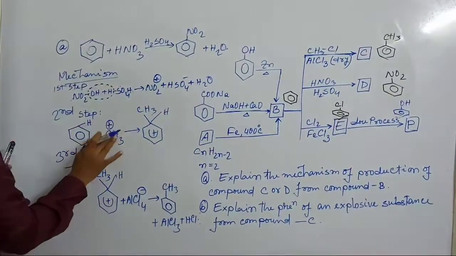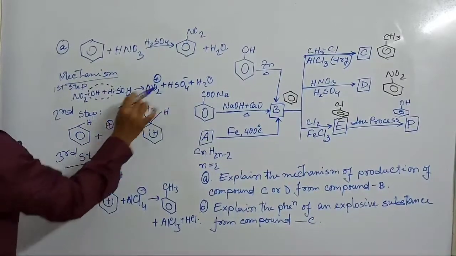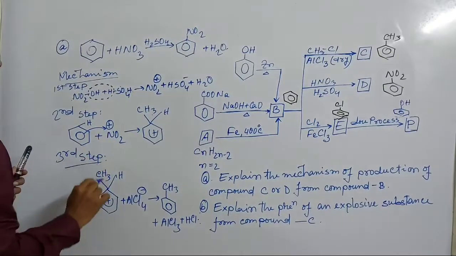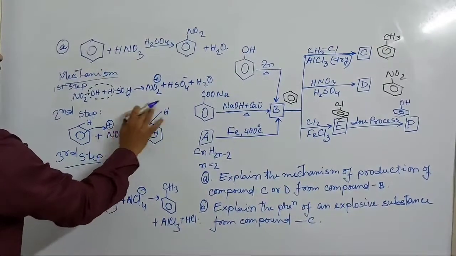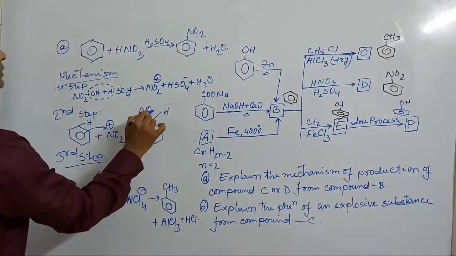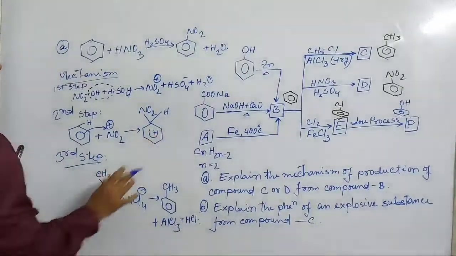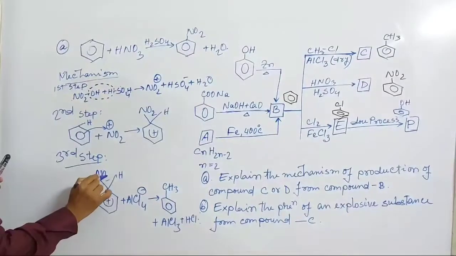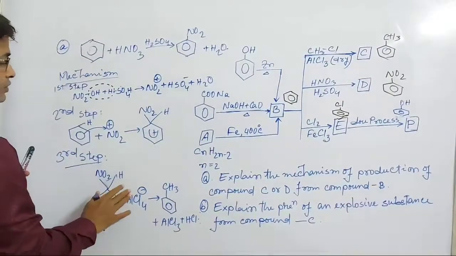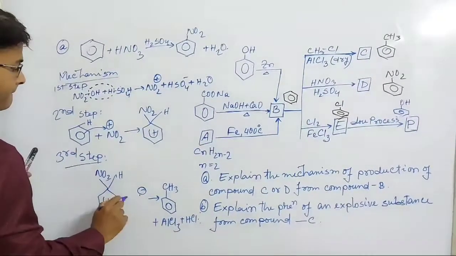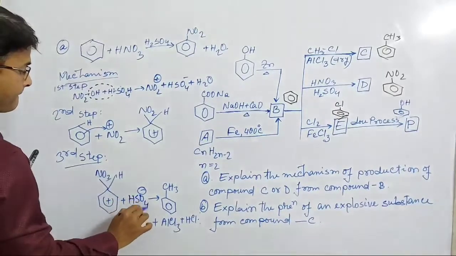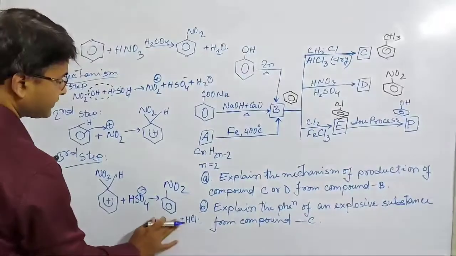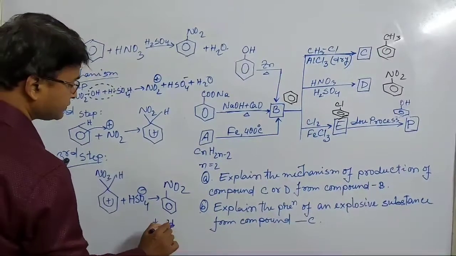Then at the second step, NO2 plus ion, nitronium ion, attacks the benzene ring as an electrophile to produce an unstable carbocation, I mean sigma complex. Then this sigma complex releases a proton to produce nitrobenzene and sulfuric acid.